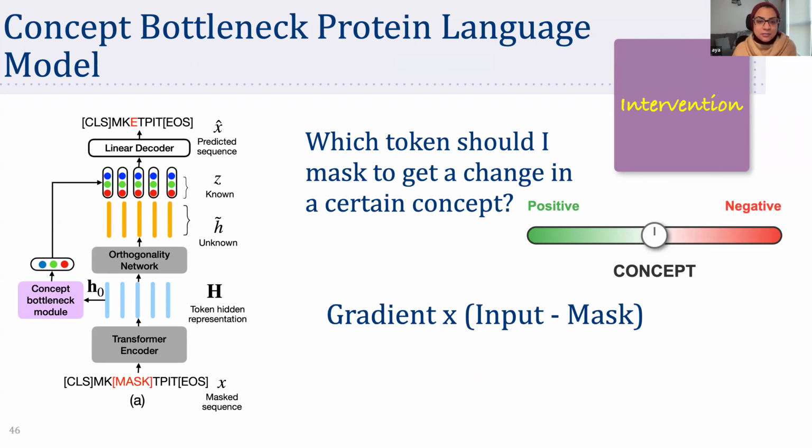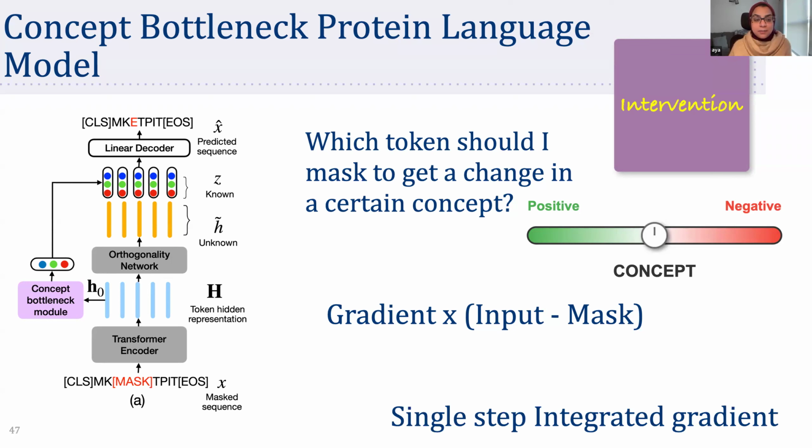So this does exactly the same, but it does it in one step. Occlusion, you would have to perturb every single part of the protein. And this, you just get the gradient of the concept with respect to the input and multiply that by the change if it was a mask. So in one step, you get the contribution of every single token in the sequence, rather than doing it one token at a time, you get it all at once. And then you can know the contribution of the most important one. So this is an approximation to occlusion, but it is much faster.